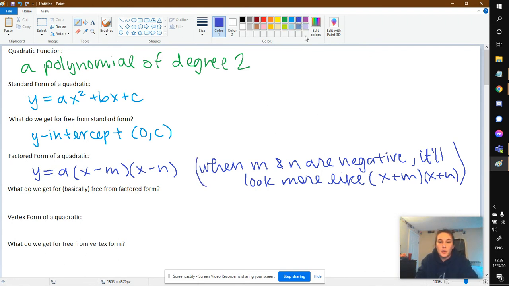And what do we get for free, basically, from factored form? We get the x-intercepts from factored form. And we can get all of them from all forms, but this is the one we get easily. And then these are (m, 0) and (n, 0).